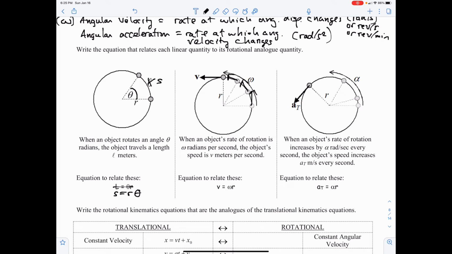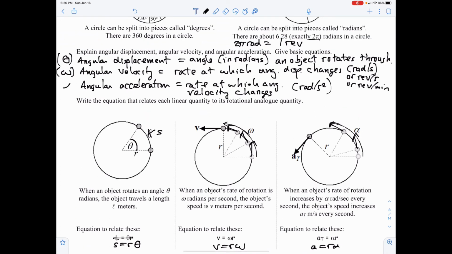Now the tangential speed at any point, that would be V. V is the tangential speed, the speed tangent to the object at any point around the circle, and it can be related to how fast it's spinning or rotating and the radius, how far it is from the center. And so V is equal to R omega. I'm just reordering the two terms here. And then finally, the tangential acceleration is equal to R times alpha. Alpha, I forgot to mention that earlier. Alpha is the angular acceleration.